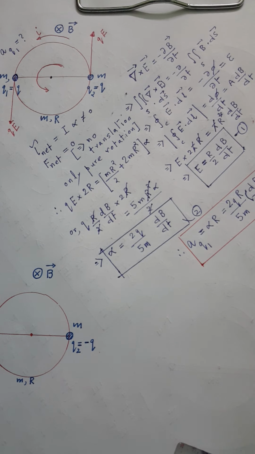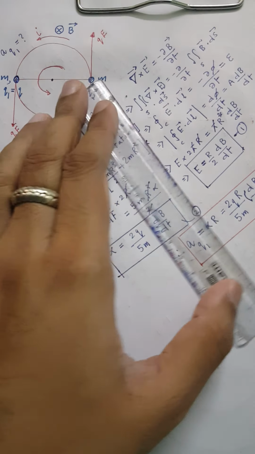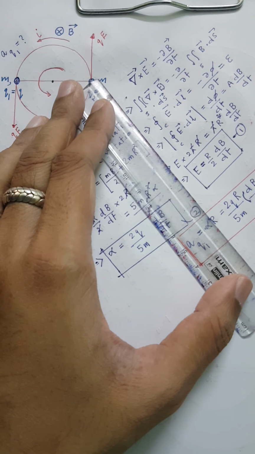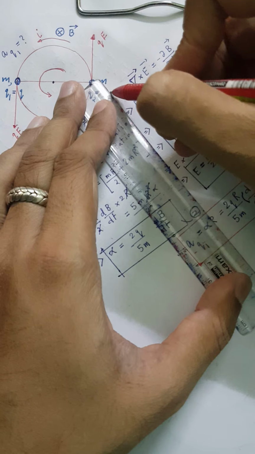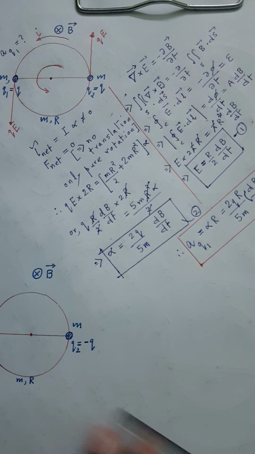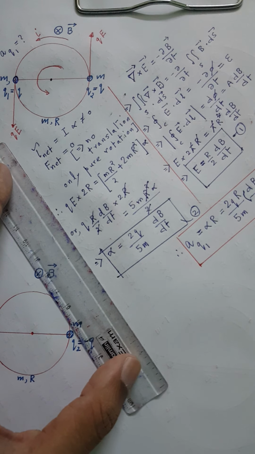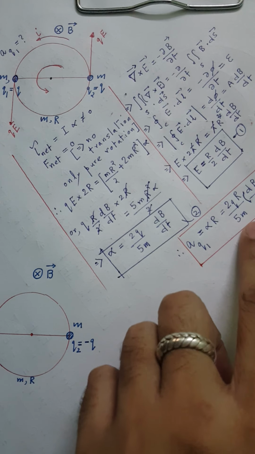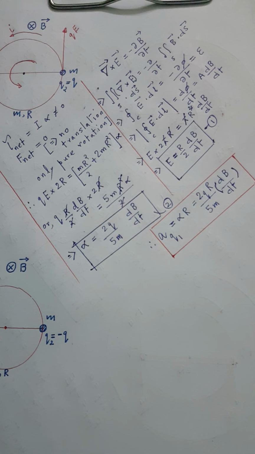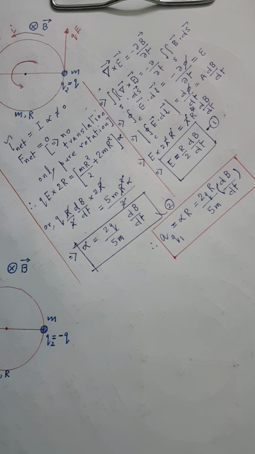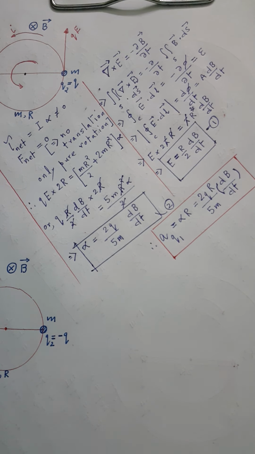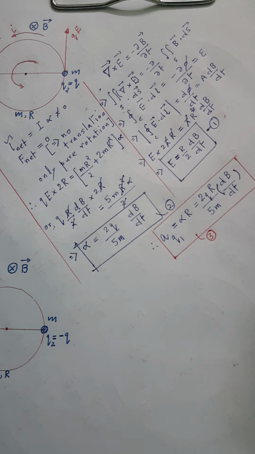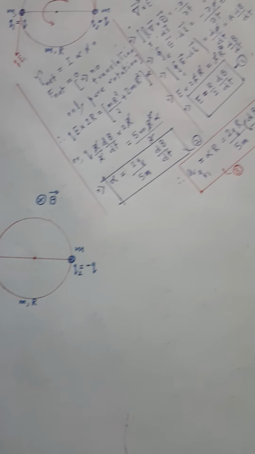Suppose it is told that the magnetic field is a time varying magnetic field, and the rate of change of this time varying magnetic field is constant. Then the acceleration of the charge will be this. I hope this concept is clear. This is our equation 3. Now let's go to the second part of the problem.